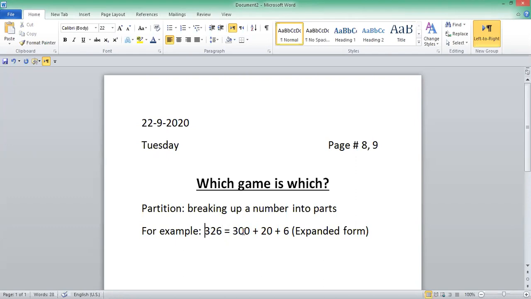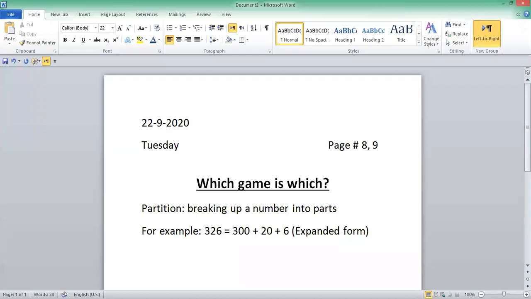Instead of writing 3, I will write its value. What is the value of 3 here? 3 is on the 100 place, right? So I will write 300 plus. What is the value of 2 here? The value of 2 is tens, the place it stands, and its value is 20, so I will write 20. And what is the value of 6? I write 6 here. So this is 300 plus 20 plus 6. This is how you expand it, how you break it. 326, you can also write 300 plus 20 plus 6.